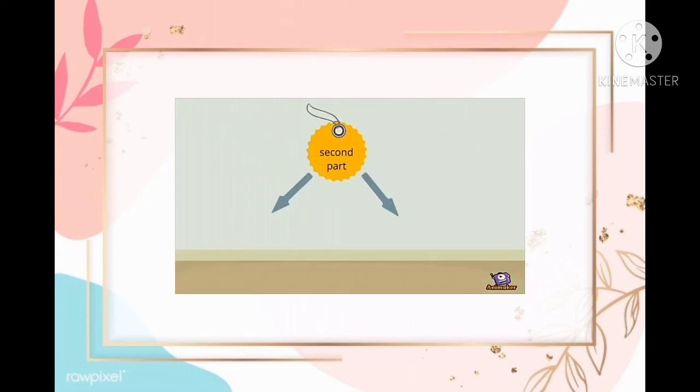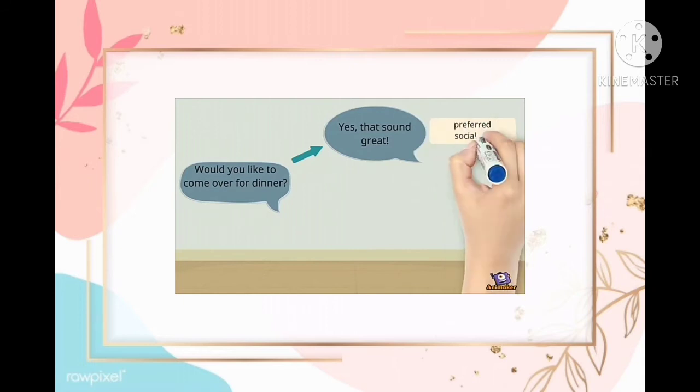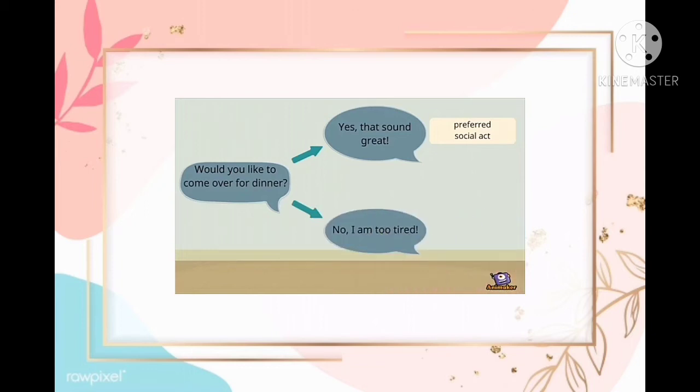When talking about the second part, we differentiate between the preferred social act and the dispreferred social act. For example, to the question, "Would you like to come over for dinner?" the expected answer would be "Yes, that sounds great," and therefore is the preferred social act. Whereas a refusal like "No, I'm too tired" would be an unexpected answer and therefore a dispreferred social act.